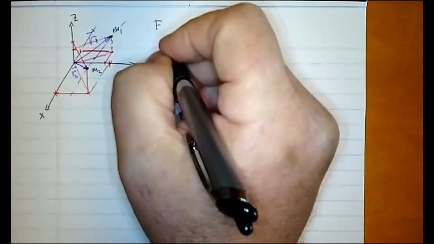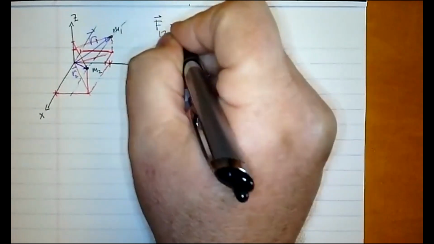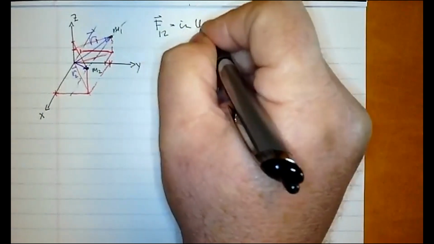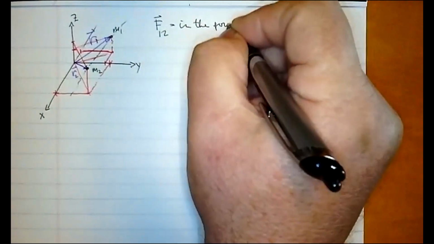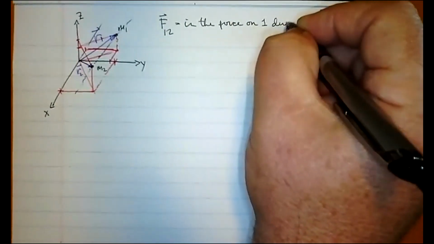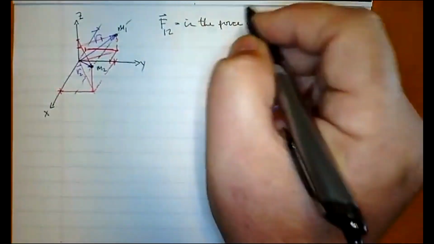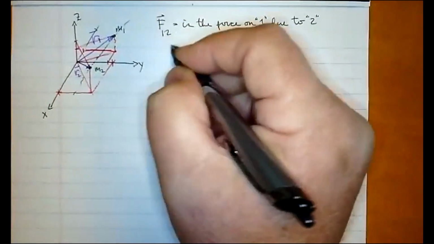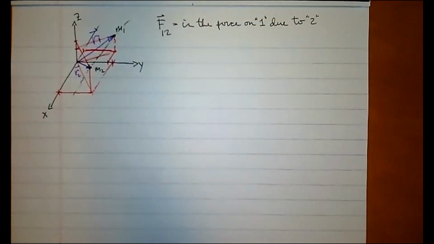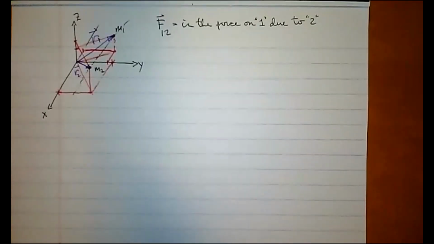So F12 will be the force on 1 due to 2. So that's my terminology. When I say F12, I mean the force on 1 due to 2. That's the key thing I'm trying to get for you to understand there, okay?